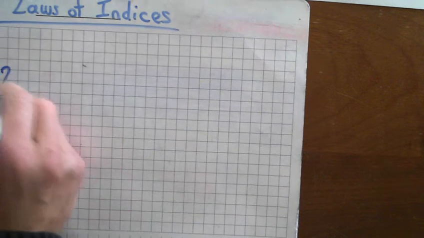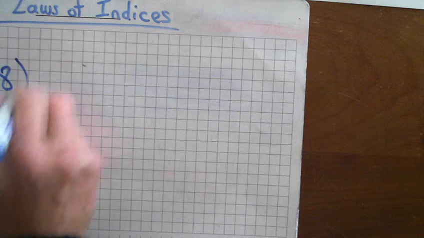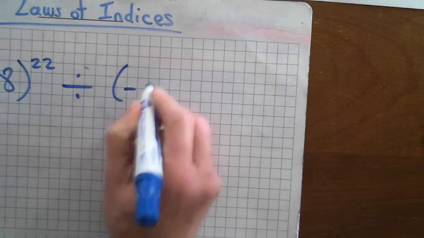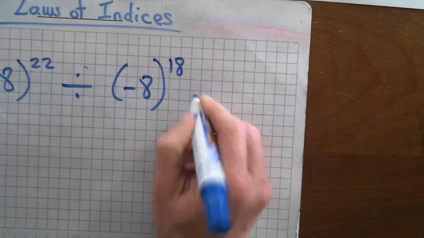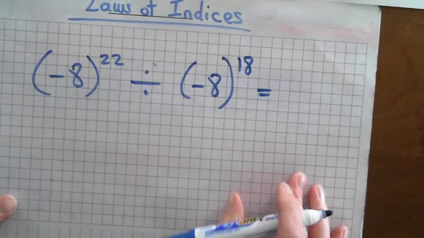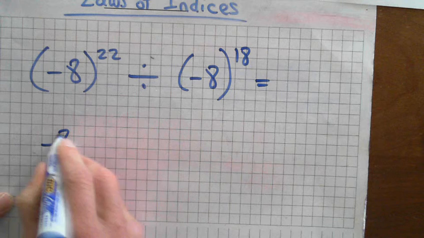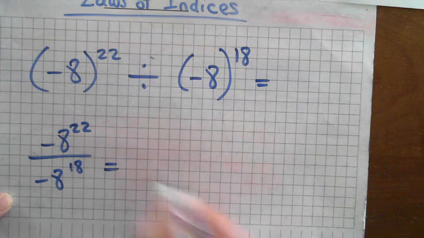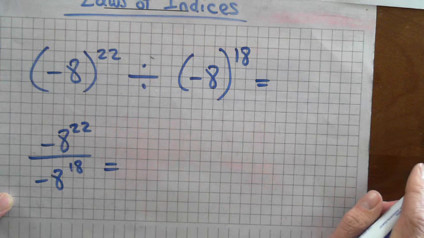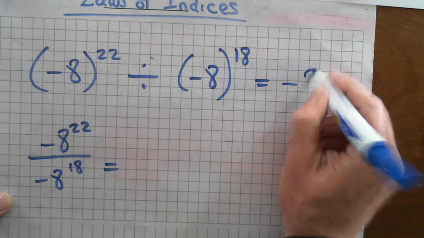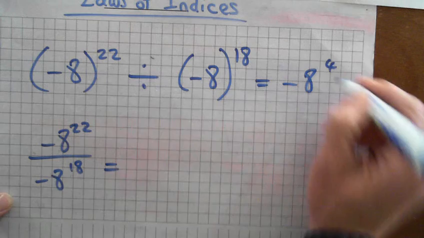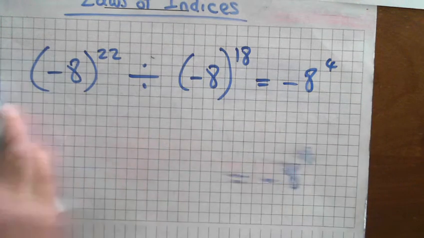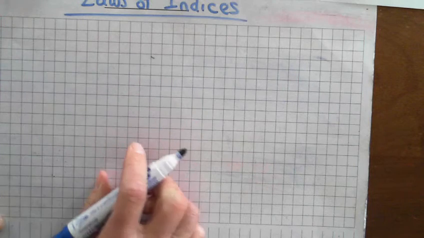So, minus 8 to the power of 22 divided by minus 8 to the power of 18. That's one way of writing it. The other way of writing it is minus 8 to the power of 22 over minus 8 to the power of 18. So what's the answer? Minus 8 to the power of 4. Again, not hard. So that's part of law number 2.